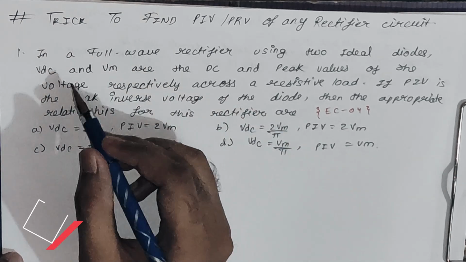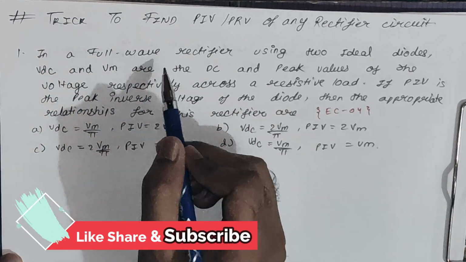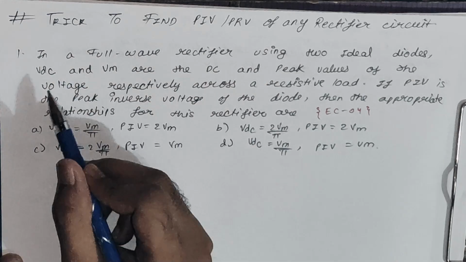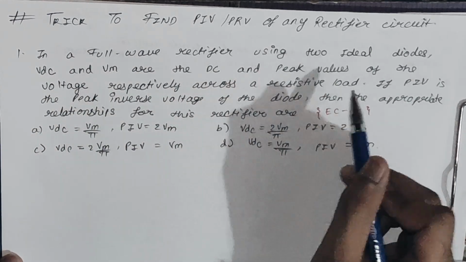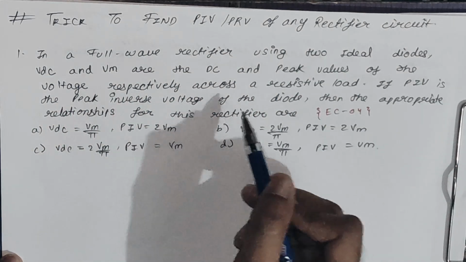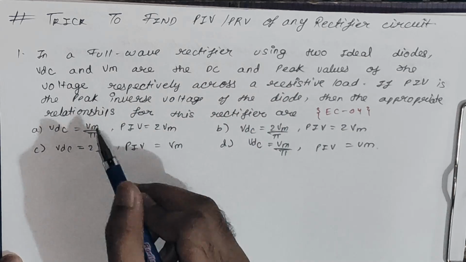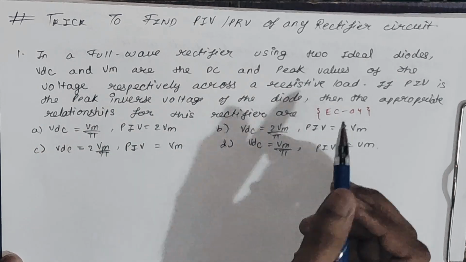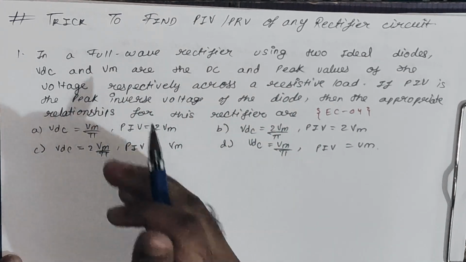So the first sum is from EC 2004. In a full wave rectifier using two ideal diodes, VDC and VM are the DC and peak values of the voltage respectively across a resistive load. If PIV is the peak inverse voltage of the diode, then the appropriate relationship for this rectifier are. So basically we have to find out the average voltage as well as PIV.